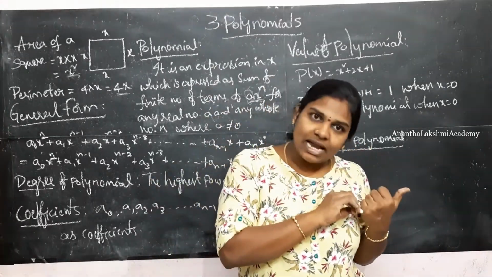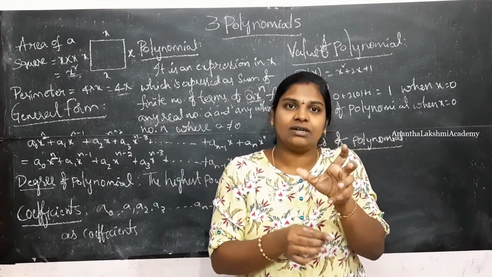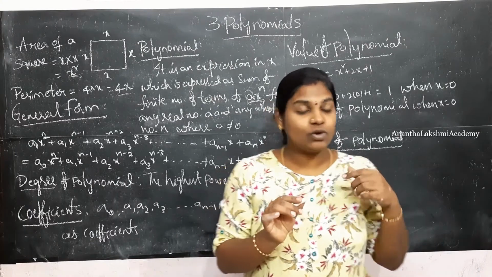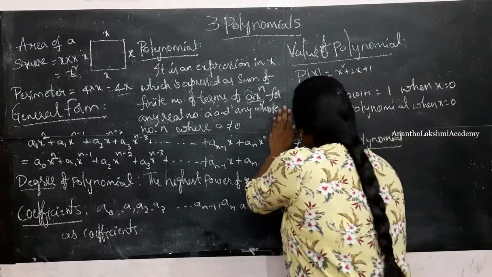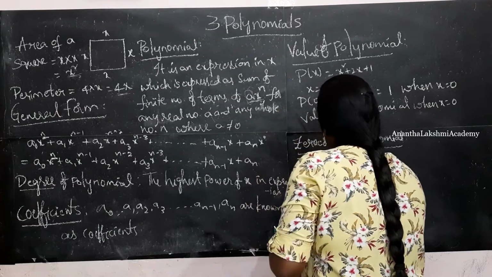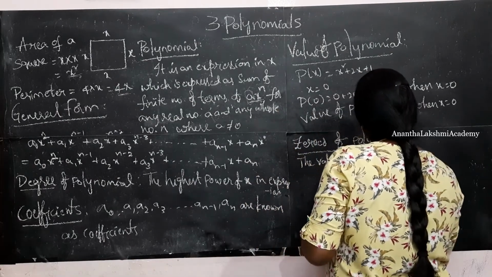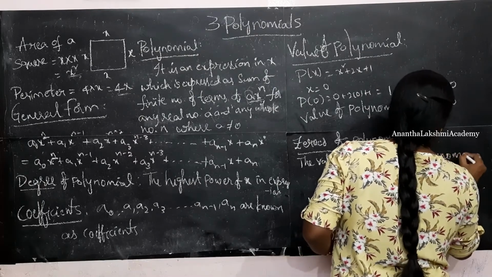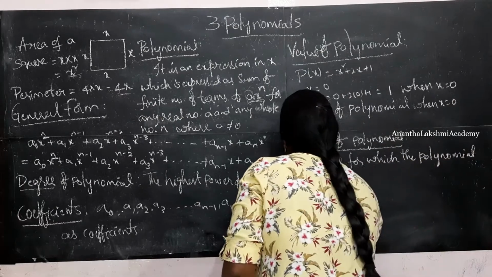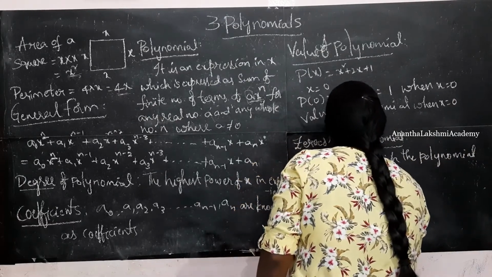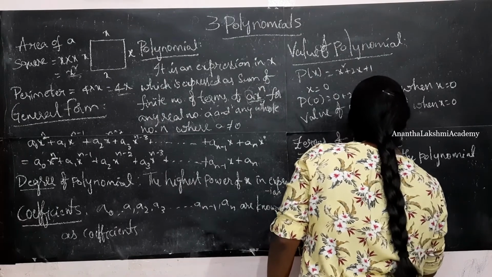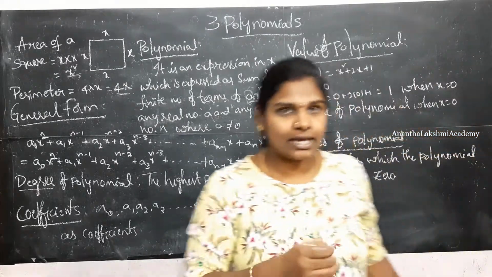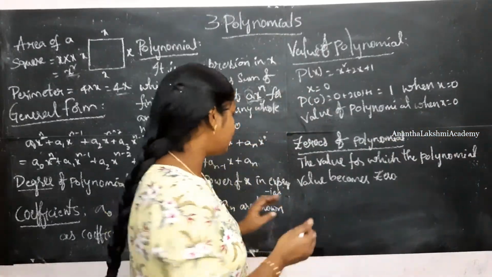So, for whatever the values of x the expression results in 0, that is known as the zero of a polynomial. What is the zero of a polynomial? The value for which the polynomial value becomes 0 is nothing but the zero of a polynomial. So let me give you an example so that you have a better understanding of this.